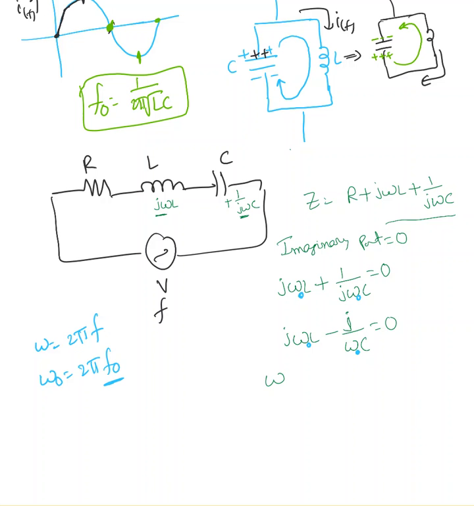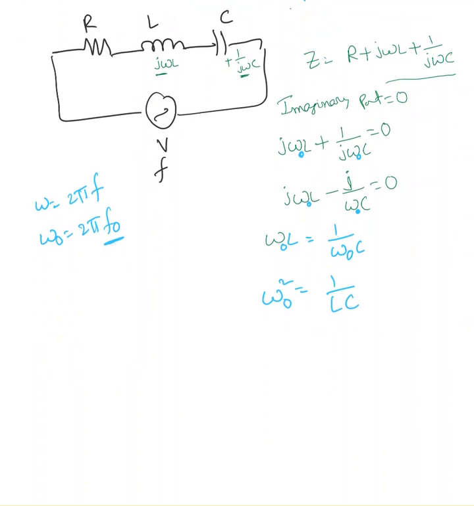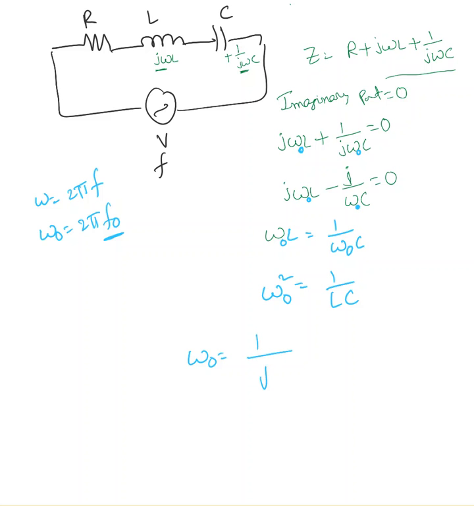So here omega naught L equals 1 over omega naught c. Omega naught square equals 1 over LC. So omega naught equals 1 over square root of LC. This is the resonant angular frequency. When it comes to f naught, it is 1 over 2 pi square root of LC. So this is the resonant frequency for the RLC series circuit. Remember, this is only for this circuit. This is not valid for any other circuit.